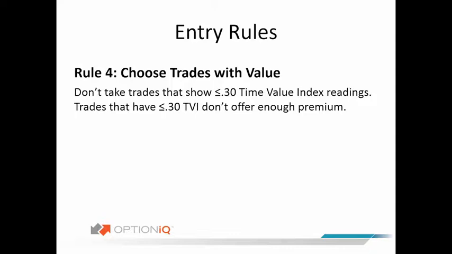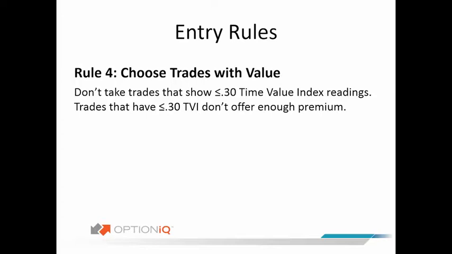We want to make sure that whenever you enter a trade, you look for what is known as the time value index reading. And I'm going to show you where that's located in just a moment. But we want to make sure that you don't ever take trades that show less than or equal to 0.30. We want you to take trades that are greater than that 0.30. Trades that are less than or equal to 0.30 TVI just don't offer enough premium, and we don't think it's a good idea to participate because you're not getting paid enough value for the risk that you're taking.